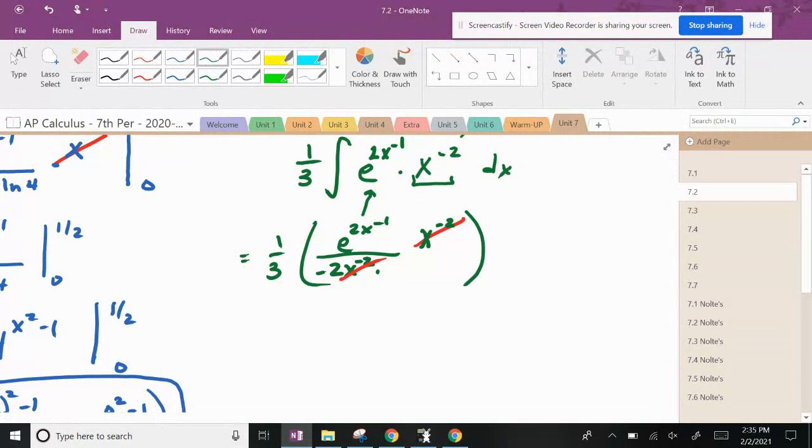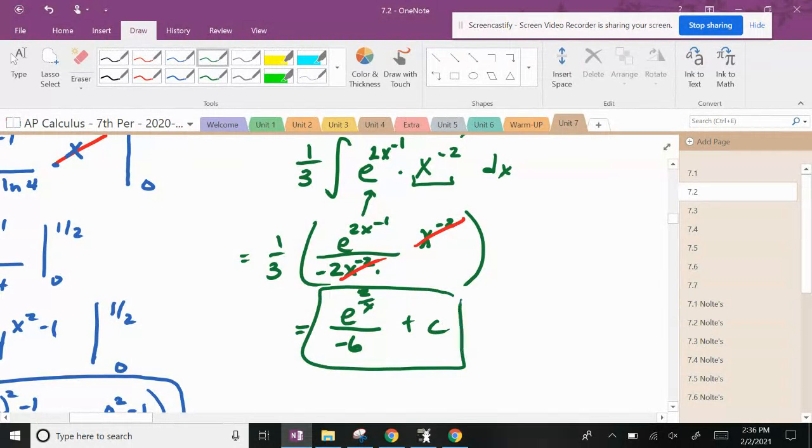Okay, so now I'm just going to rewrite it so my answer looks nice. I'm going to squish this fraction together. On the top, I have e to the 2 over x, or if you feel better about calling it x to the negative first. And then what's going to be in the bottom? Negative 6, because you have the 1/3 in the front. I forgot about the 1/3. Yeah. And don't forget plus c because we don't have a definite integral this time.